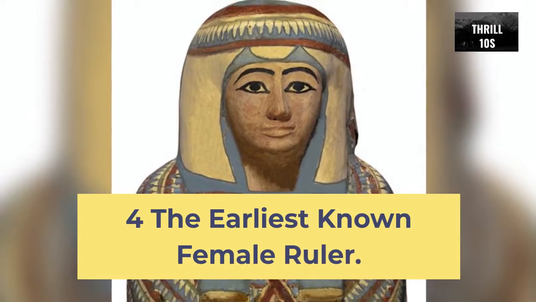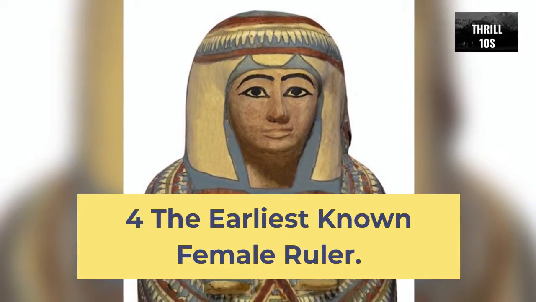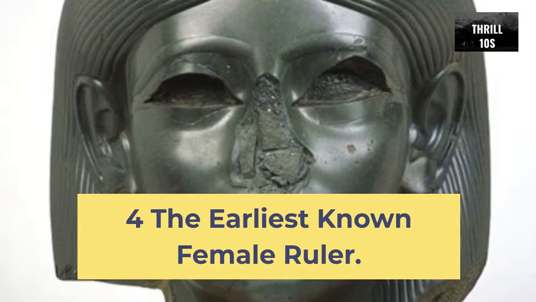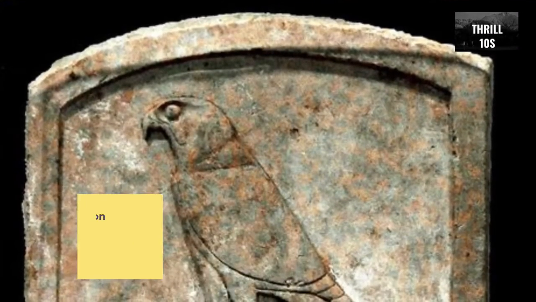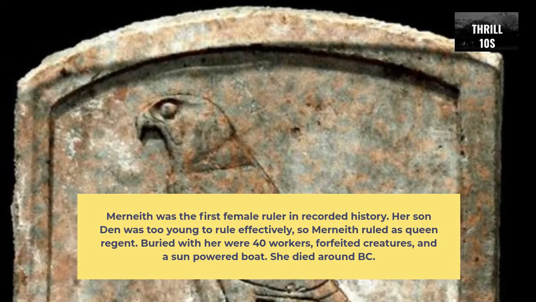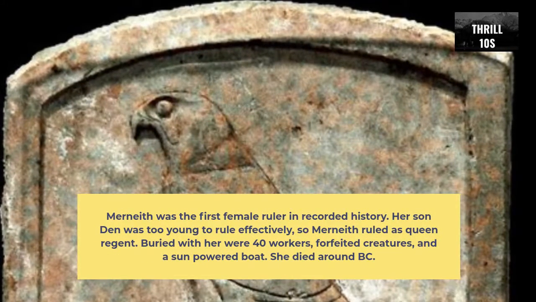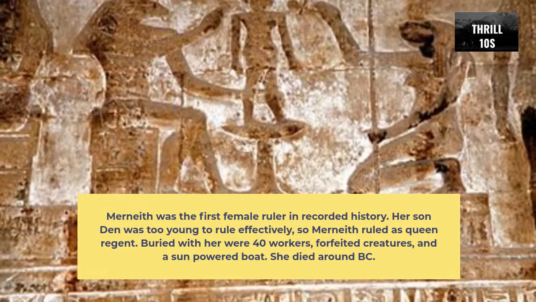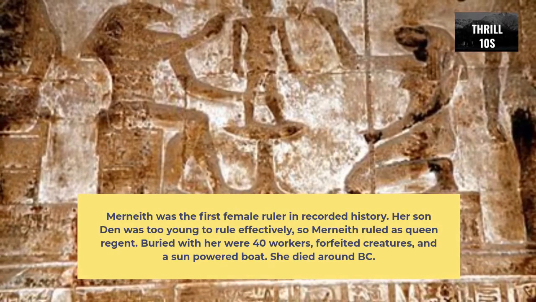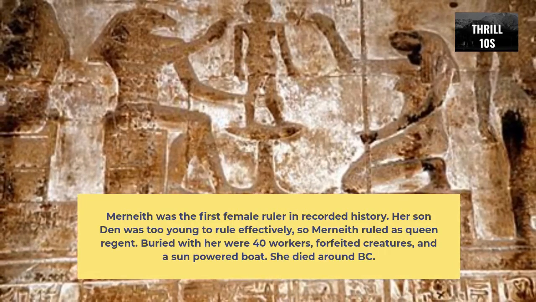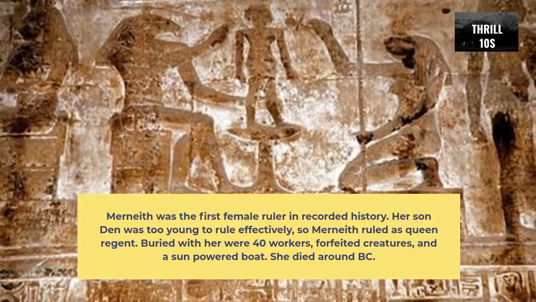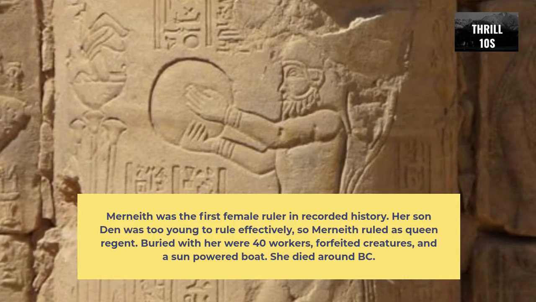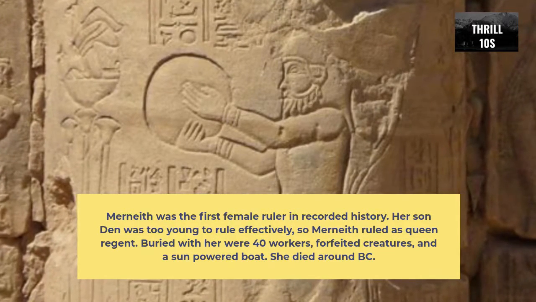4. The earliest known female ruler. When the first dynasty Queen Merneth's husband died around 2990 BC, her son Den was made king. Den was too young to rule effectively, and so Merneth ruled as queen regent, making her the first female ruler in recorded history. How long Merneth's regime lasted is unknown. Den's rule spanned over 50 years, and during that time Egypt expanded militarily and economically, so much that Den is regarded as the greatest pharaoh of the first dynasty. However, how much of that can be credited to his mother?